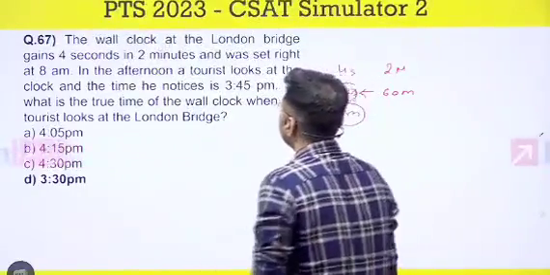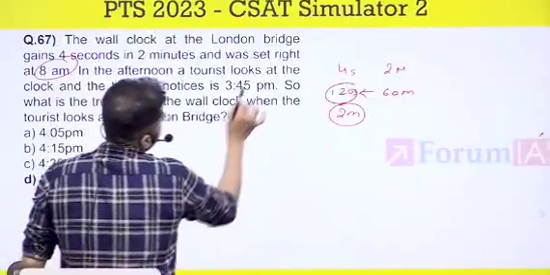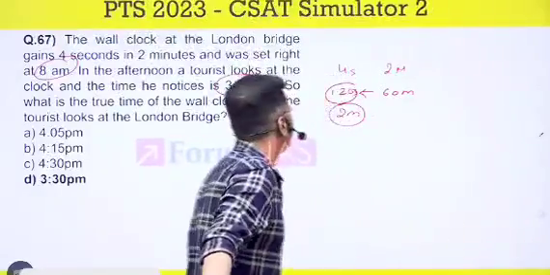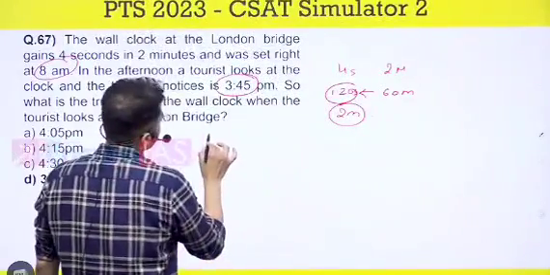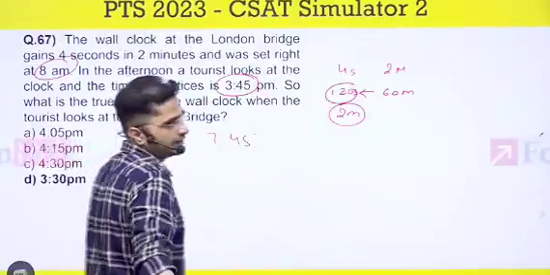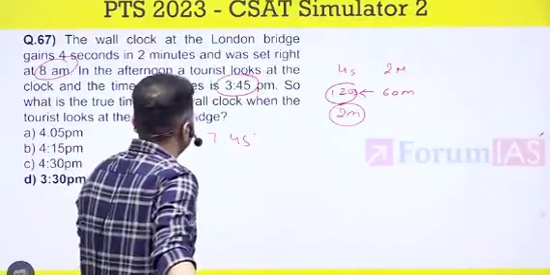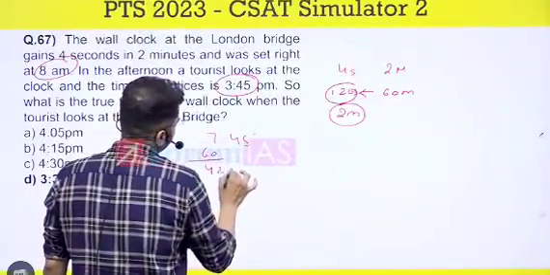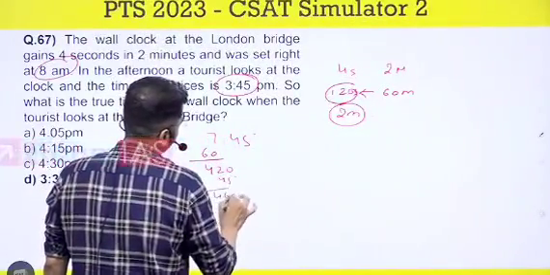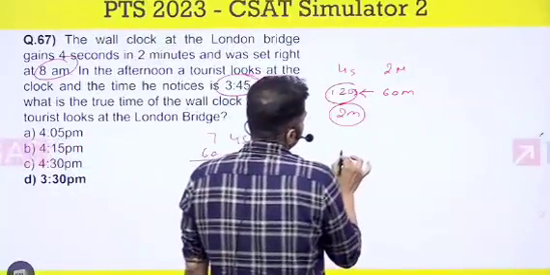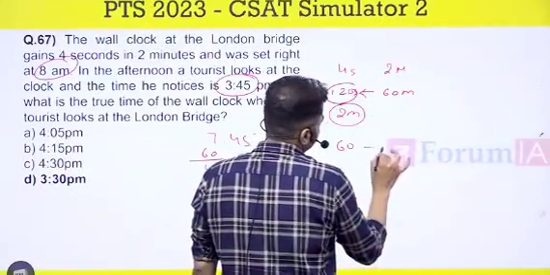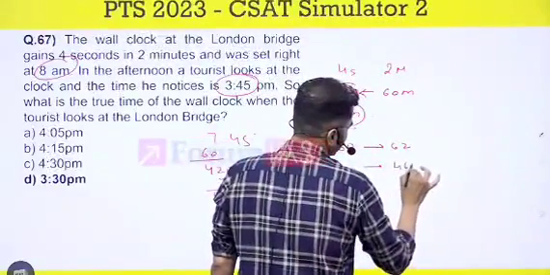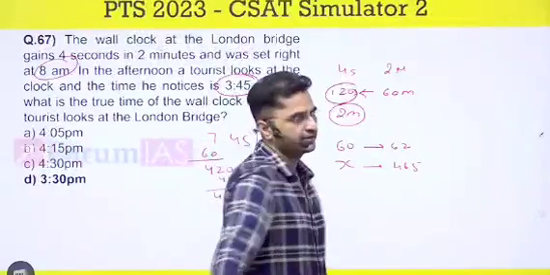Then they're saying the clock was set right at 8 a.m. and the time was noticed at 3:45 p.m. The wrong clock is showing 3:45. So let's calculate the number of hours. It is 7 hours 45 minutes. Let's convert this into minutes: 420 plus 45, 465. Observe that when the right clock is 60 minutes, the wrong clock shows 62 minutes. So when the wrong clock shows 465, we have to find this.